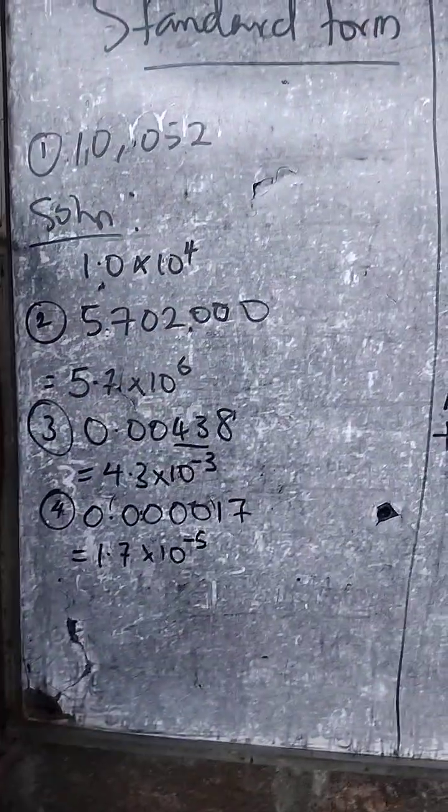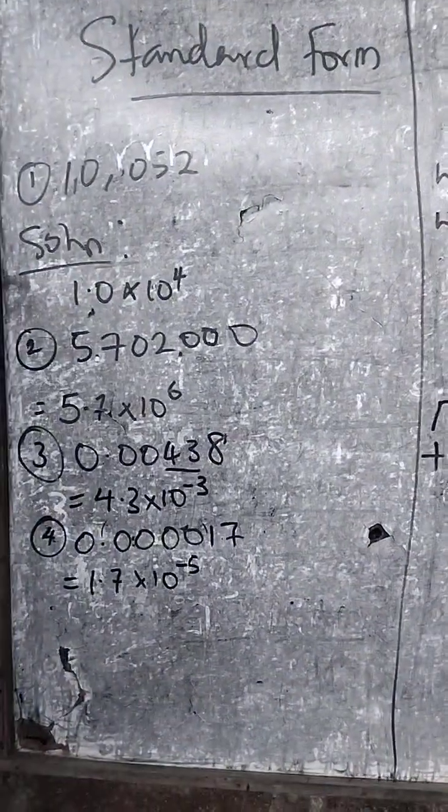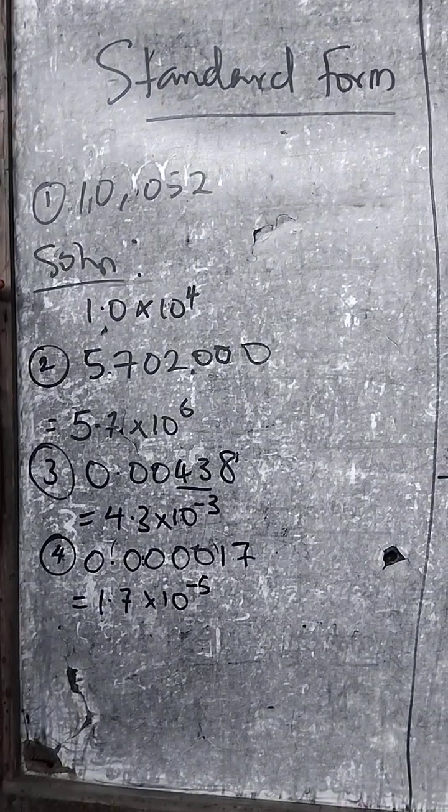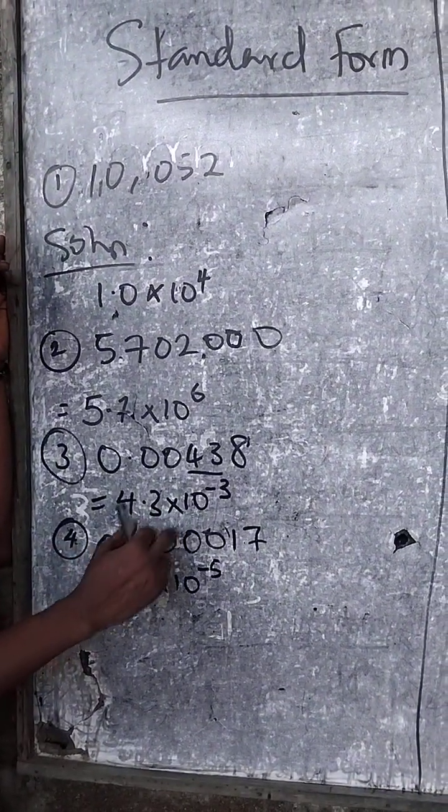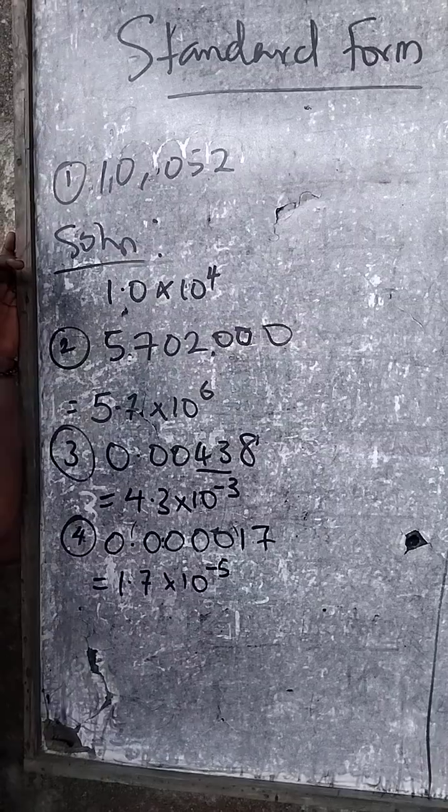Who can tell me why we are using minus and not plus? We are counting backward: 1, 2, 3, 4, 5 times.